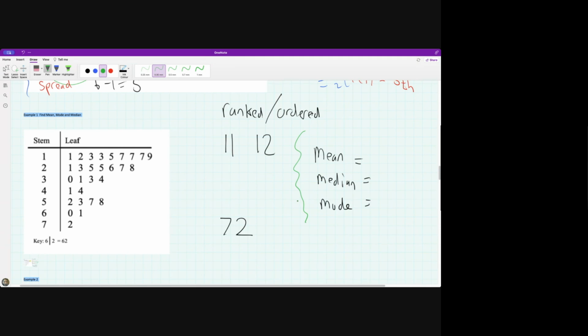Naledi, you are on fire at the moment. Maybe we can help each other a little bit. We know for the mean, we need the total number of items. And in statistics or data, we talk about n being the number of items. Who has already worked out the number of items in this data set?